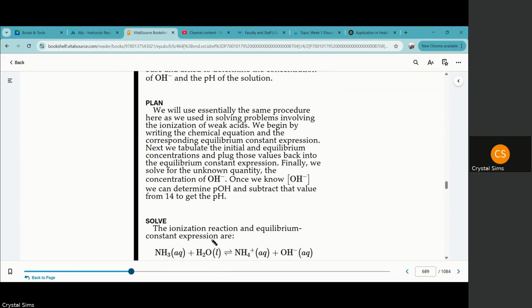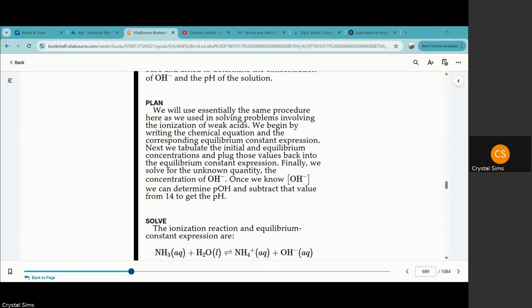So when you are working on your chemical equations, the reactions, don't forget you need to add water as a reactant, because that's what's going to allow the formation of our conjugate acid and the hydroxide there. Okay.